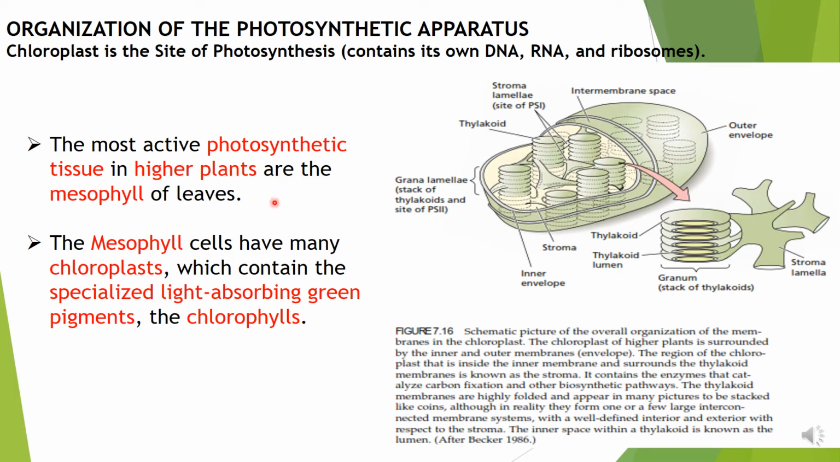Now, the most active photosynthetic tissue in higher plants is the mesophyll of the leaves. Mesophyll cells contain chloroplasts, which contain the specialized light absorbing green pigments, the chlorophyll molecules. Now, this is the structure of the chloroplast, a double membrane organelle.